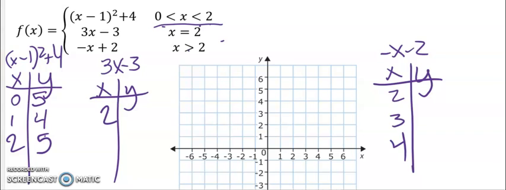So at 0, 5, I have an open circle. At 1, 4, I have a point. And then at 2, 5, I have another open circle. So that is all the graph we have for this first equation. The second one, I can only plug in a 2. So if I plug a 2 in, 3 times 2 is 6 minus 3.